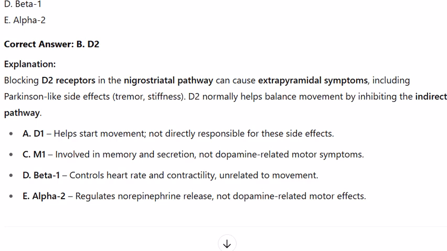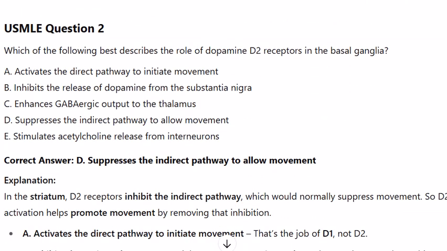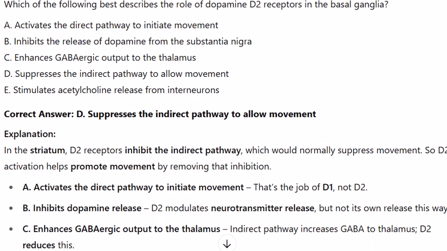USMLE Question 2. Which of the following best describes the role of dopamine D2 receptors in the basal ganglia? A, activates the direct pathway to initiate movement. B, inhibits the release of dopamine from the substantia nigra. C, enhances GABAergic output to the thalamus.